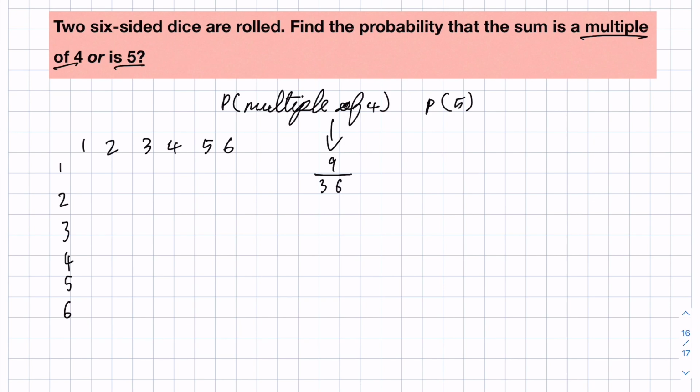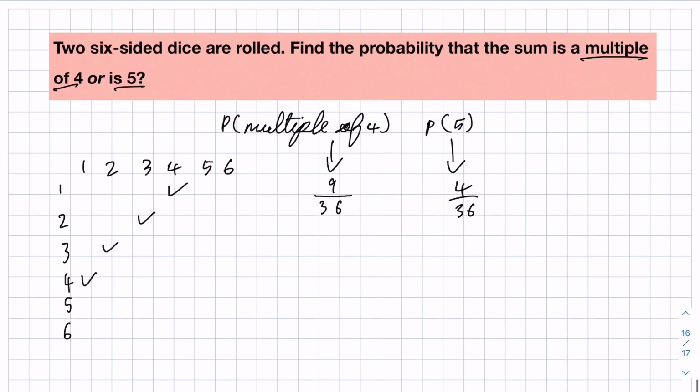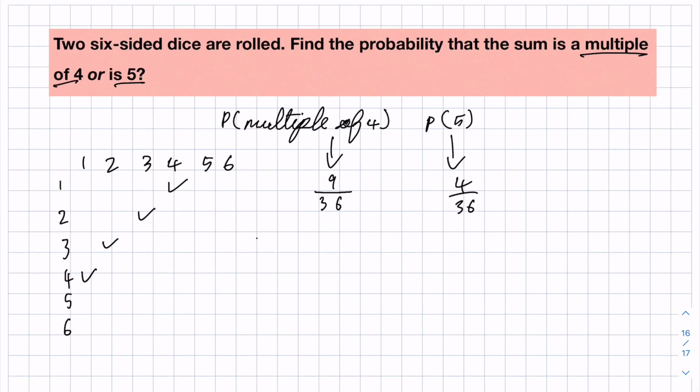And now to find how many add up to 5. So there are 4 out of 36 that add up to 5. And lastly, we just gotta add it up and we'll find the probability of either happening. That's equal to the sum, which is 9 over 36 plus 4 over 36. And that's equal to 13 over 36.